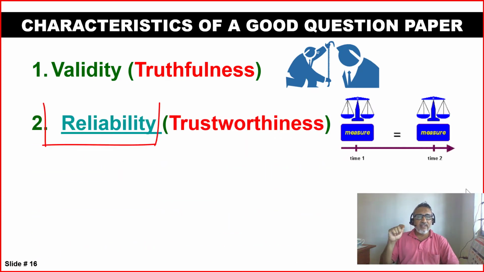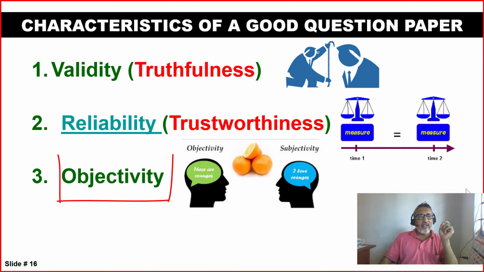And the second characteristic is reliability, or the trustworthiness of measurement. That means there should be consistency in the measurement of the test: consistency with respect to time, consistency with respect to the multiple forms of the test, and consistency with respect to the internal consistency of the test. These things we'll be discussing a little later.